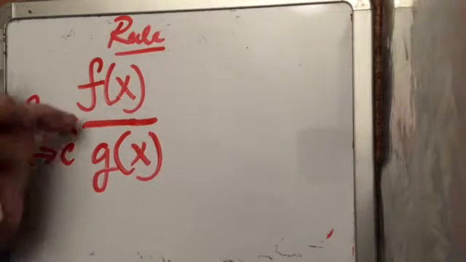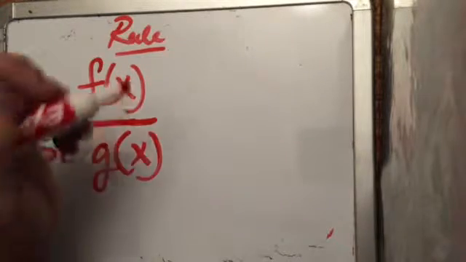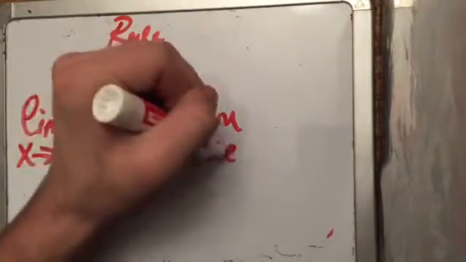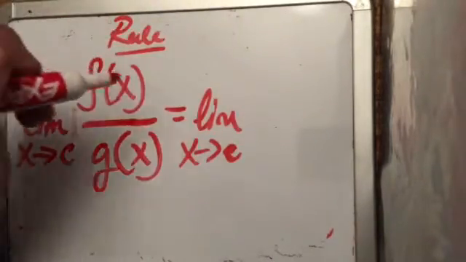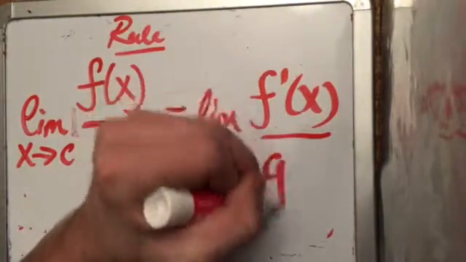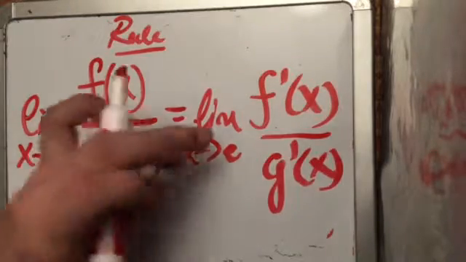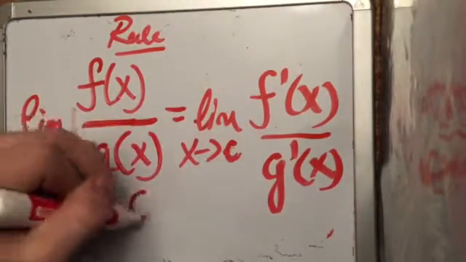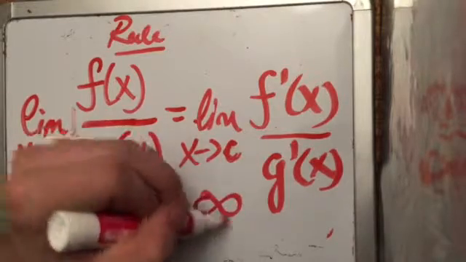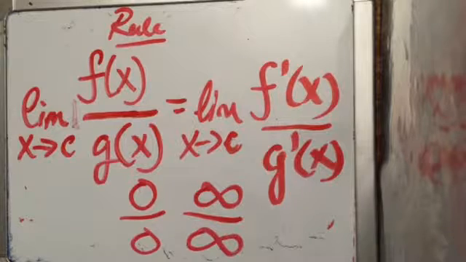The limit of these as x goes to c is equal to the limit as x goes to that same value of the derivative of the first function over the derivative of the function in the denominator. And this rule is only true for the indeterminate forms that we just talked about, which are 0 over 0 and infinity over infinity.